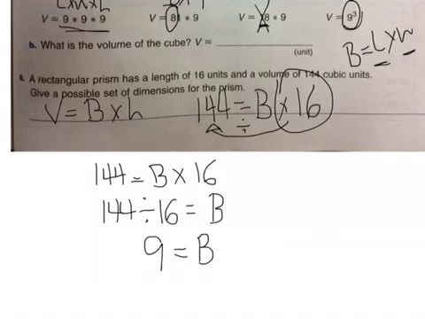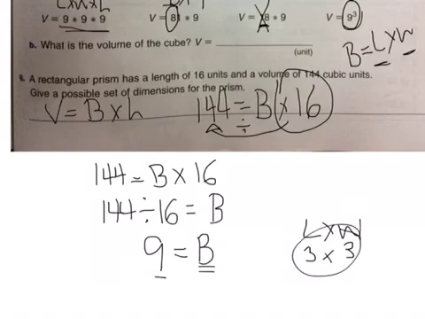So my base area is 9, because 144 divided by 16 is 9. Now, boys and girls, this has to be 2 factors. Okay, this 9 needs to be 2 factors. What 2 numbers do I have to multiply? Because remember, base area is length times width. What 2 numbers can I multiply together that will give me 9? If you're thinking 3, you are correct. Okay, so my length could be 3, my width could be 3. That will give me my base area, which is 9.